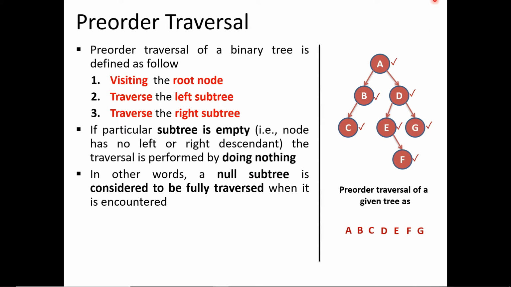So the shortcut method for pre-order traversal is: first we visit A, then B, then C. Then again go up. But all the nodes on the left are visited, so we go to the right side and write D, then E, then F, then G. Now all the nodes are visited. So this is the pre-order traversal. In binary tree traversal, the first traversal is pre-order traversal.